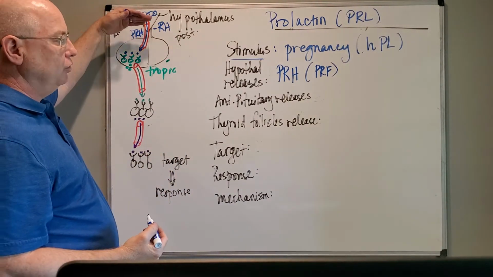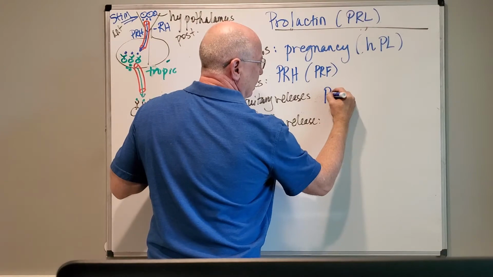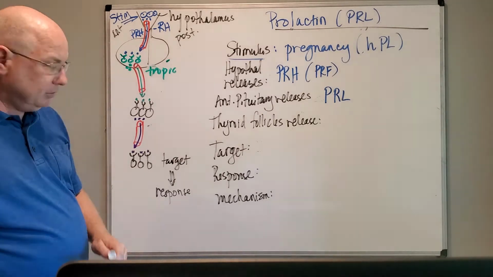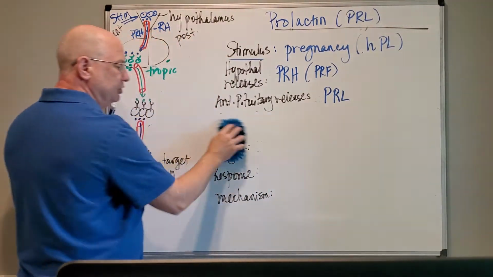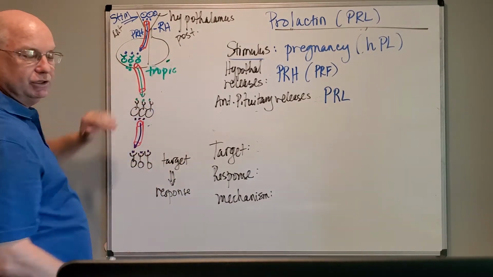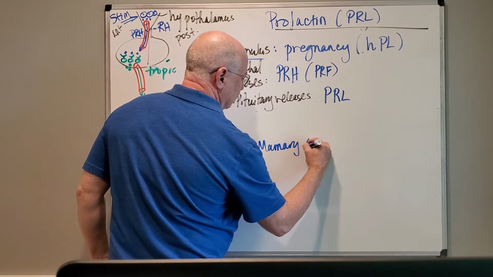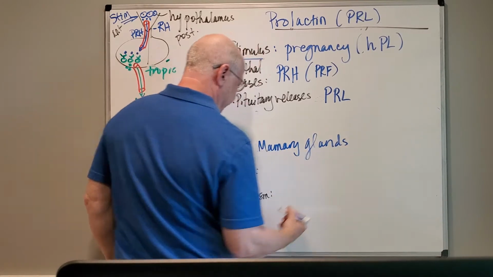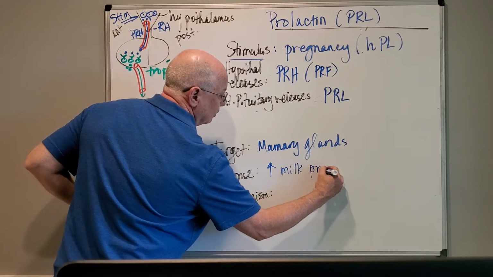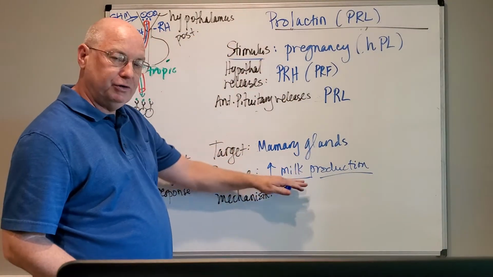So the hypothalamus will release PRH, prolactin releasing hormone. That's going to go to the anterior pituitary, and the anterior pituitary is going to release prolactin. Now in this situation, we're going to completely skip the additional endocrine organ. We're going to bypass this step, and prolactin would go all the way straight to the target cells. The target is going to be the mammary glands, also called the lactiferous glands. And the response is going to be increased milk production. So prolactin does milk production.